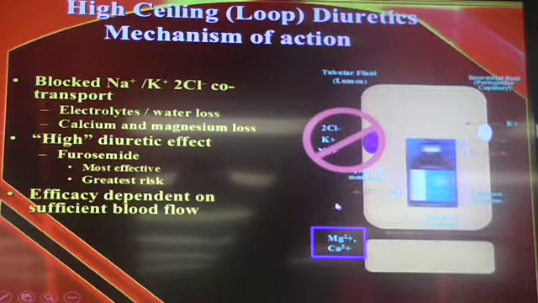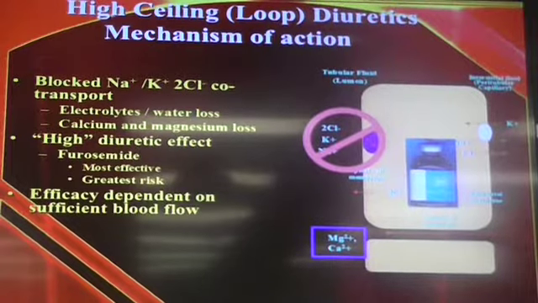The efficacy of this drug is so good that it's referred to as a high diuretic effect. You'll hear it referred to as a high ceiling effect. And because of that, furosemide is the most effective. It's also the one associated with the greatest risk. You can kill a patient if you don't pay attention to what you're doing with furosemide.